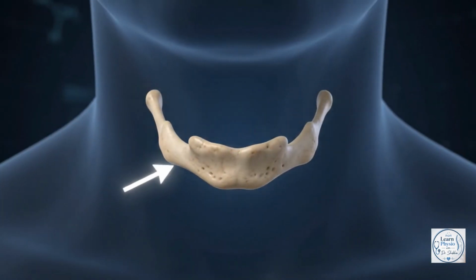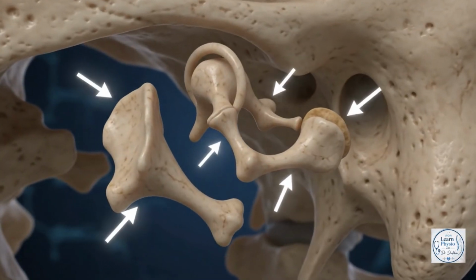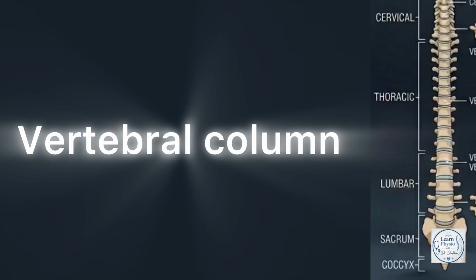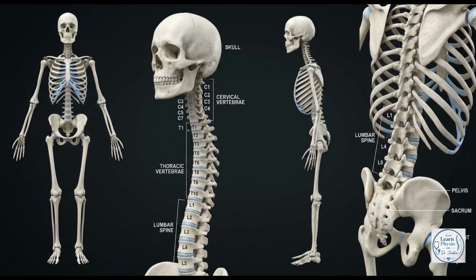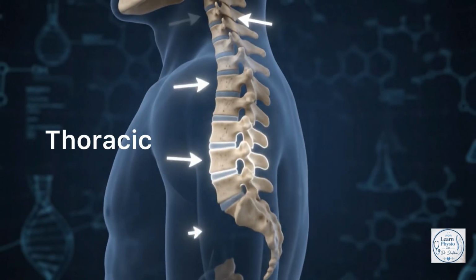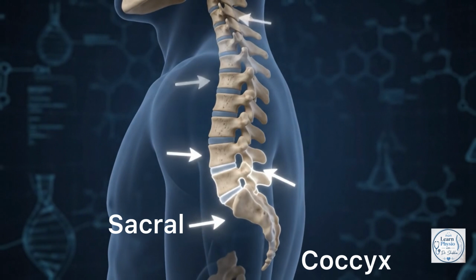1 hyoid bone situated on the front of neck, and 6 auditory ossicles. First is stapes, incus, and malleus. The second part of axial skeleton is vertebral column, consists of 26 bones and 33 bones in children. The upper part of vertebral column is cervical. There are 7 cervical vertebrae, 12 thoracic vertebrae, 5 lumbar vertebrae, 1 sacral vertebra, and 1 coccyx.